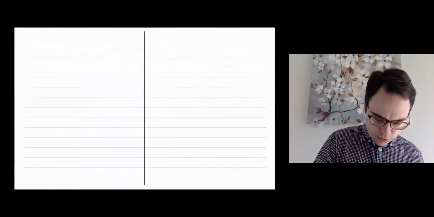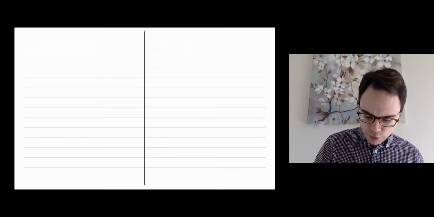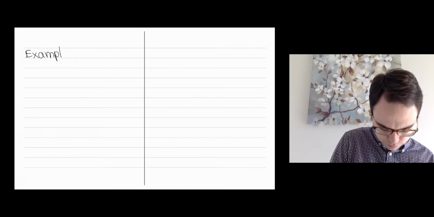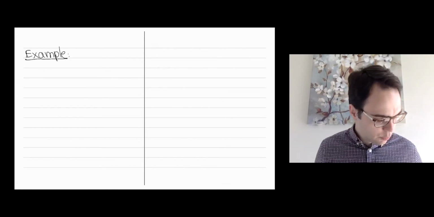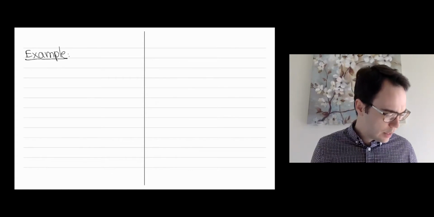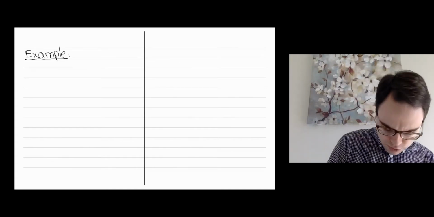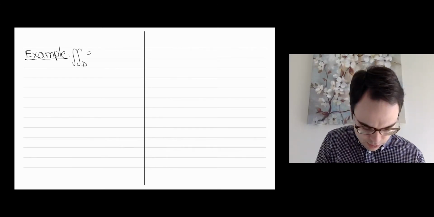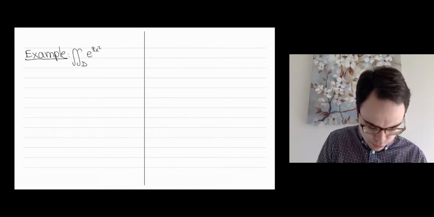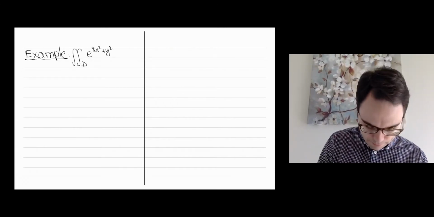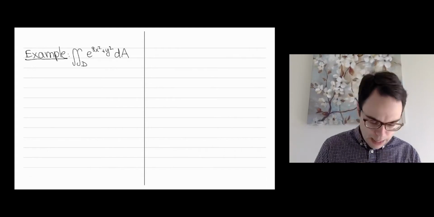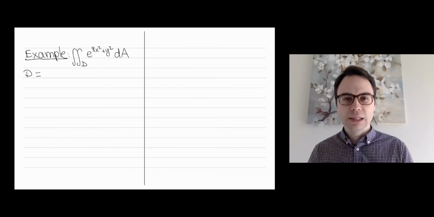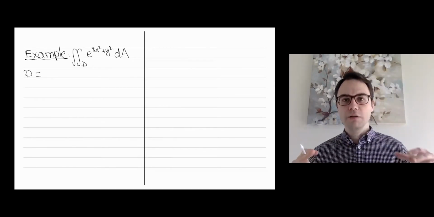Okay, so the next problem is about change of coordinates. So let's get to it. So, example. In this problem, we have to compute the double integral over some region D. I will draw the region in a second. The integral of e to the 8x squared plus y squared dA. So this is the integral we want to compute, and this plane region D is the interior of an ellipse.